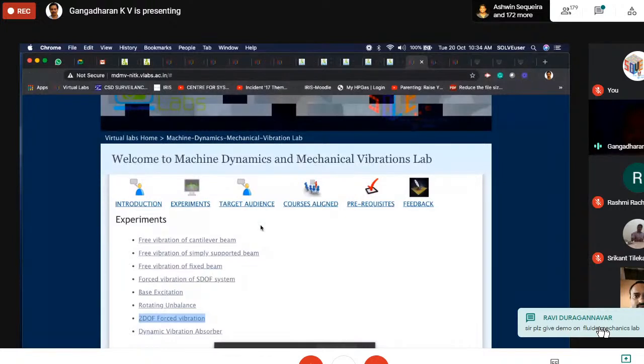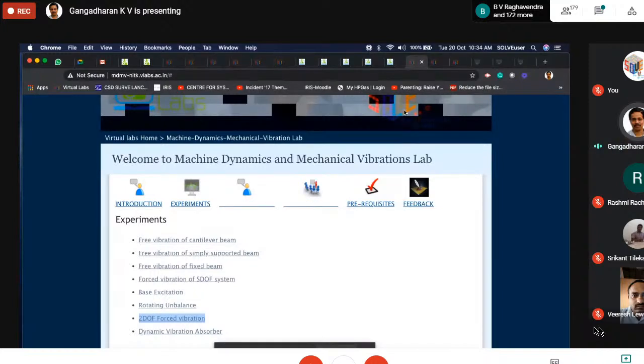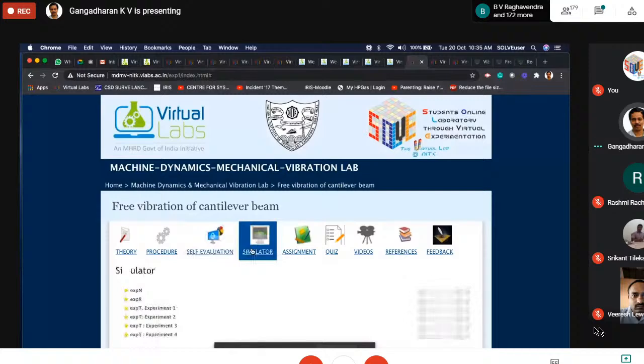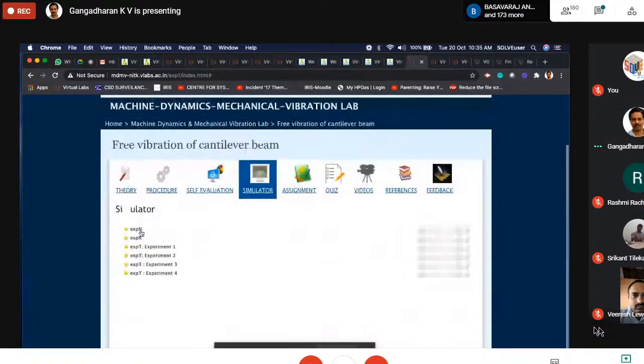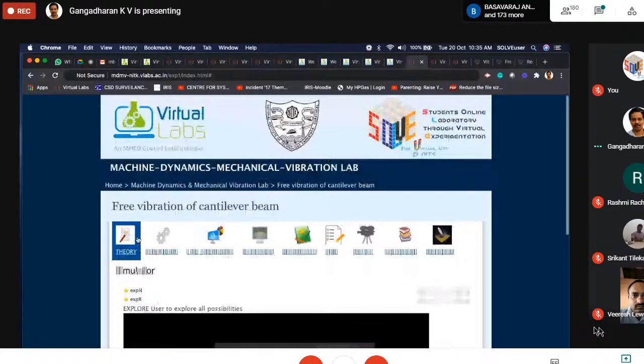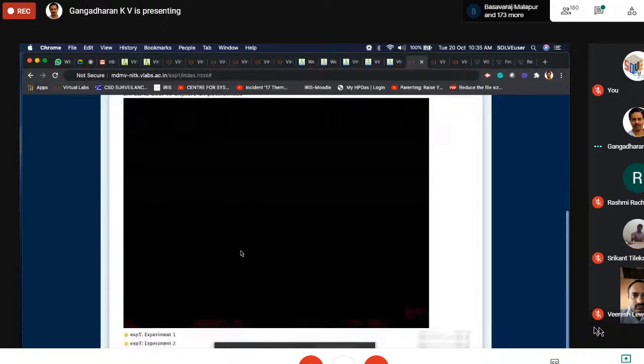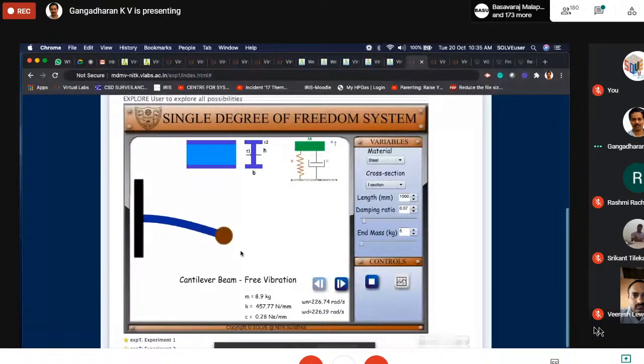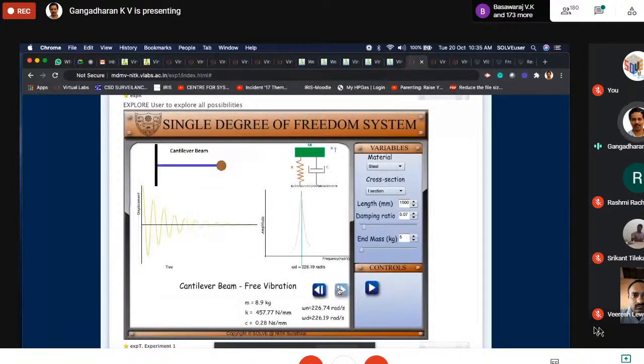Then I'm taking the problem statement from the hard disk. So I want to look at the hard disk problem statement again, and I'll say it is a cantilever beam. I'll straight away go to simulation. Okay. So in the simulation, you can see now, and if I plot the graph, it looks like this. So I'll adjust some parameter.